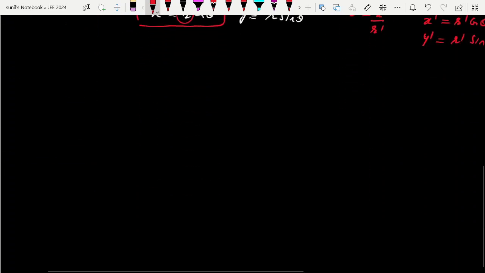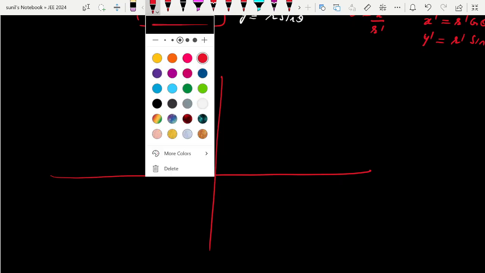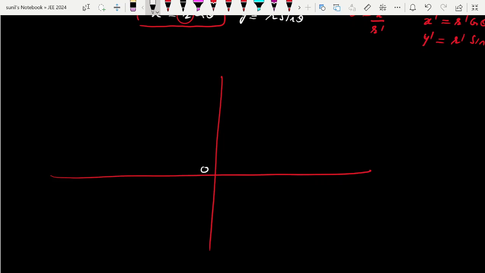Suppose I make another figure. This is O, and this is my initial ray OA. Suppose this is rotated through an angle, say theta, like this, and there is a point P here, and distance from the origin is say R. Then how will you write the coordinates of this point? The coordinates of this point will be simply R cos theta comma R sin theta.